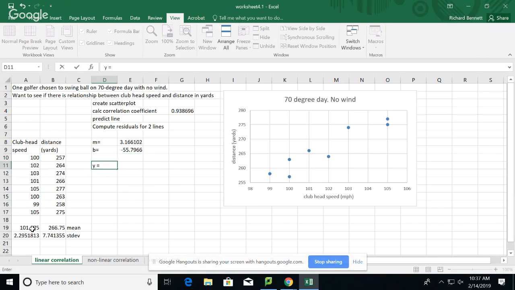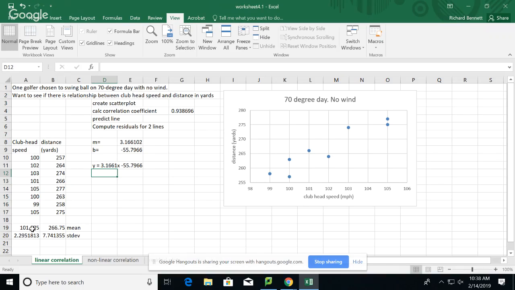Y equals what? 3.166x minus 55.7966. Okay. Now, do you think there's a way to check your answer? Yes. How many points do you get for checking your answer? Zero, but you'll at least know you're right or wrong, right?